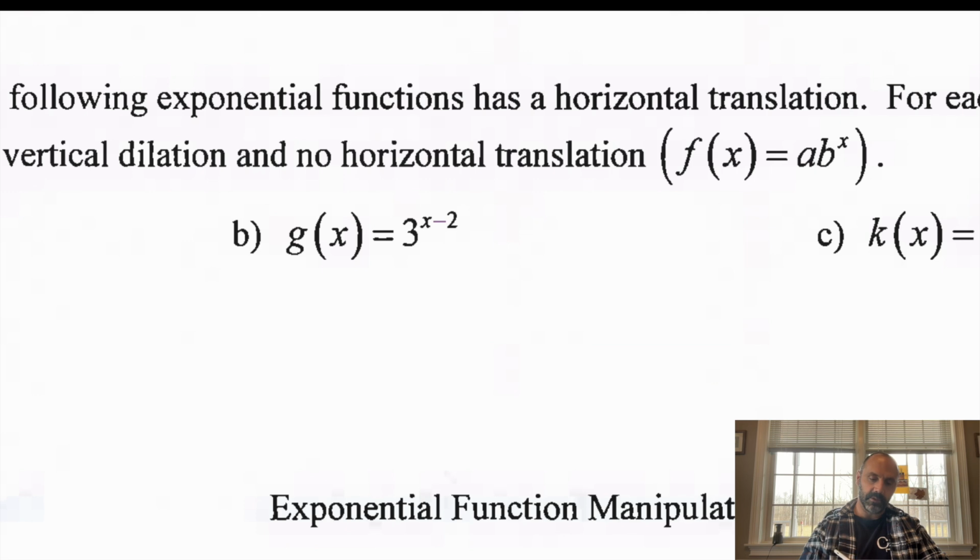g of x is 3 to the x minus 2. So 3 to the x times 3 to the negative 2. Well, 3 to the negative 2 is 1 over 9, right? And so this is 3 to the x divided by 9. Remember, the negative exponent means that you flip, right? So 3 to the negative 2 is the same as 1 over 3 squared.